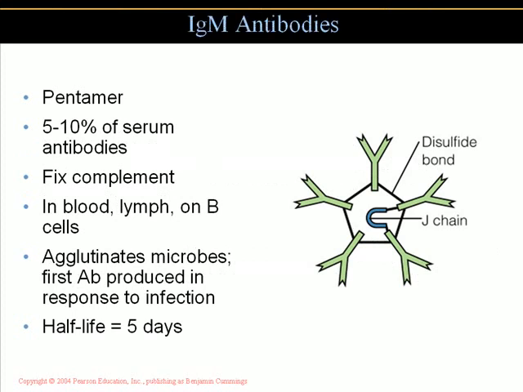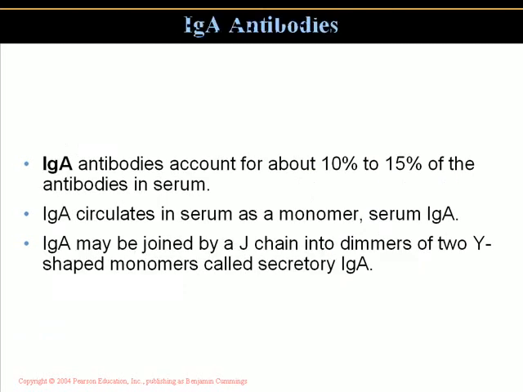Again, as a review, it's a pentamer. 5 to 10% of the serum antibodies, small as you can see in comparison to IgG. In the blood, lymph, and B cells, they agglutinate microbes. In other words, they make microbes clump together. Antibodies produced in response to infection. Very short-lived, though. IgM antibodies have a half-life of only about 5 days. Again, different from what we saw with IgG, which you can have lifelong.